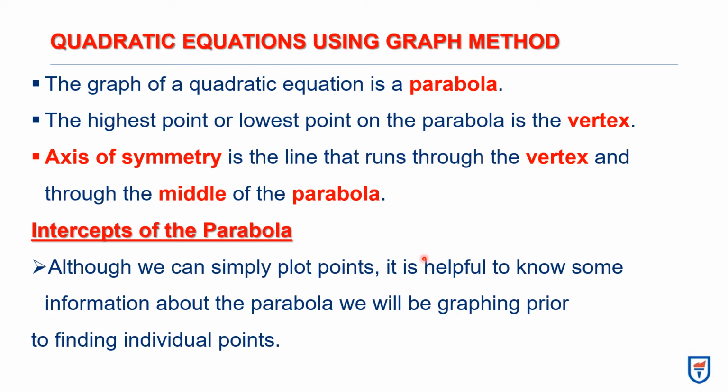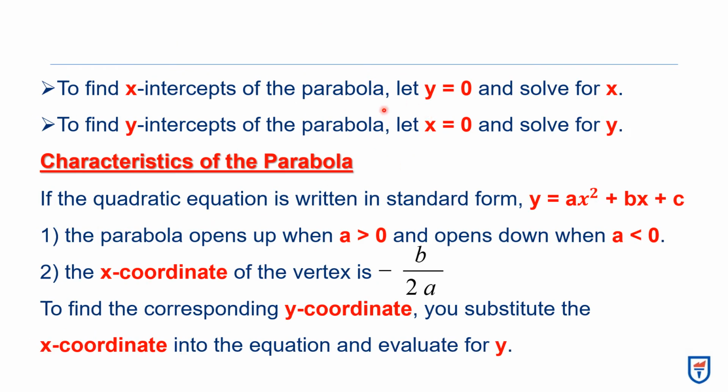Also, we need to know about the axis of symmetry, which is the line that divides the parabola in the middle through the vertex. Those are some of the properties that we need to know about our graph before we attempt to draw it. We also need to find the x-intercept and the y-intercept of our graph. To find the x-intercept of the parabola, we need to let y equal 0 and solve for x values. To find the y-intercept of the parabola, we need to let x equal 0 and solve for y values.